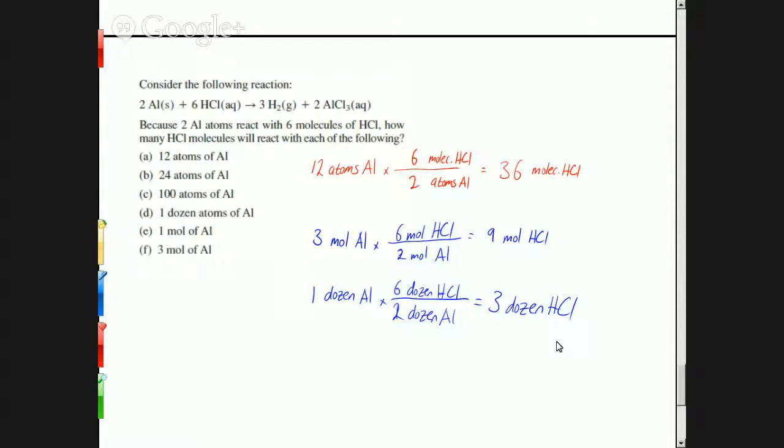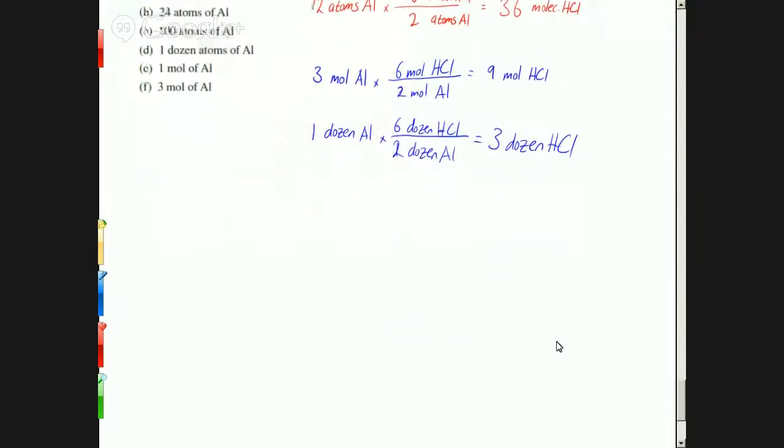So if it said 10 grams of aluminum, we couldn't do this exactly. We'd have to convert those grams to moles first, because grams isn't a counting, grams is a measurement. But as long as we have a counting thing like atoms, molecules, moles, dozens, whatever, then we can do this directly. All right, so now you try one.